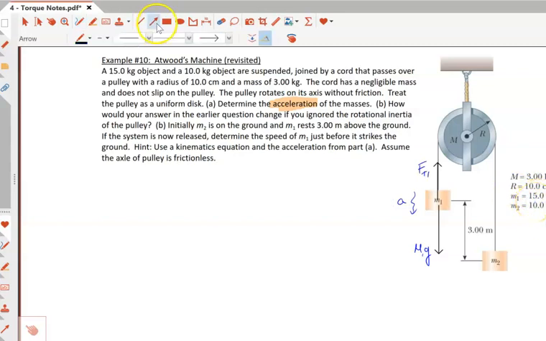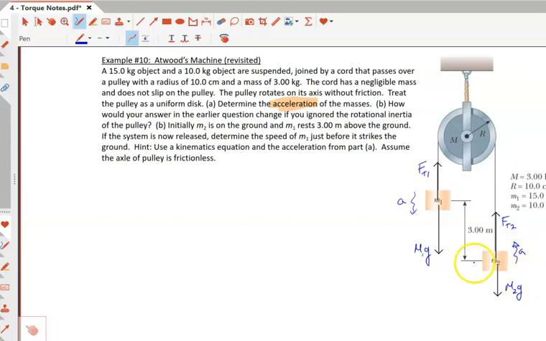And then on the other side, we have similar forces here. We have a tension 2, and we have a weight going down. So we have FT2 and M2G. And this is accelerating upwards with the same acceleration as the other block is moving downwards.